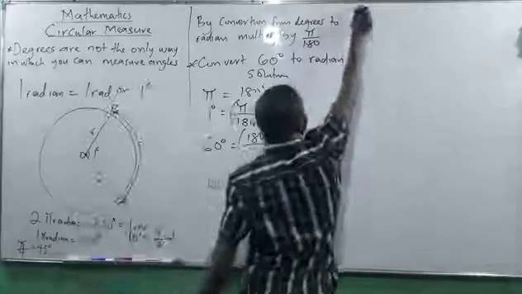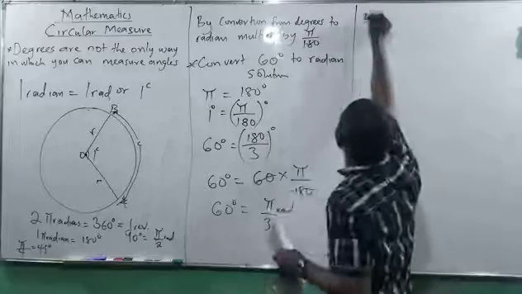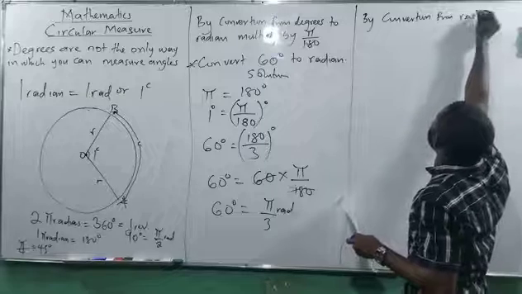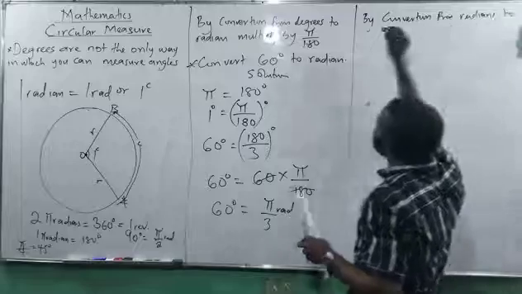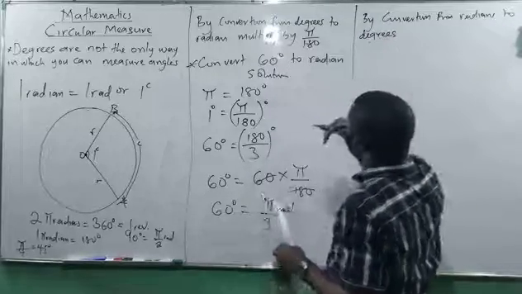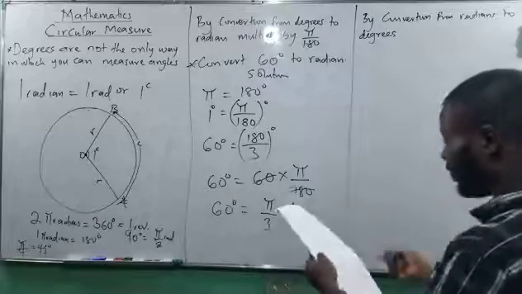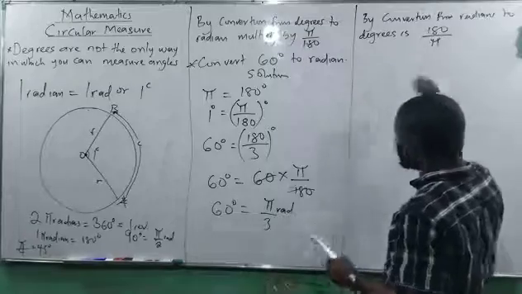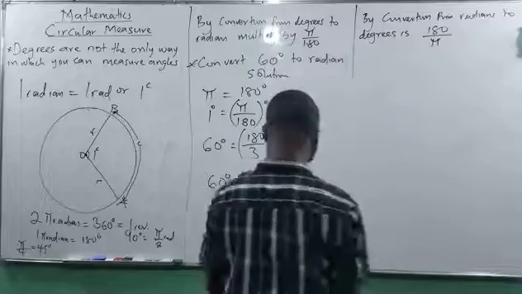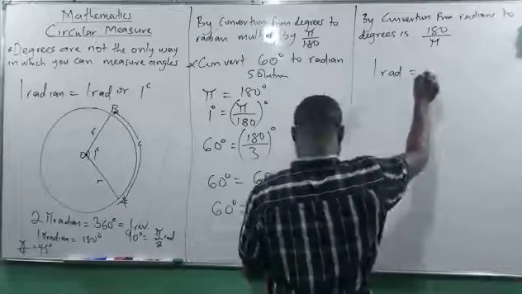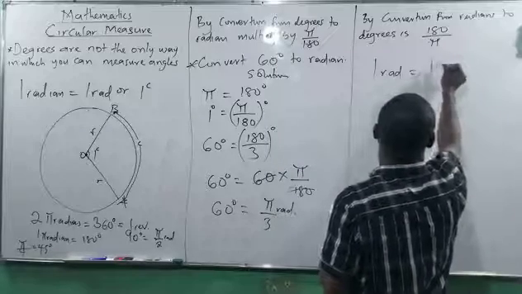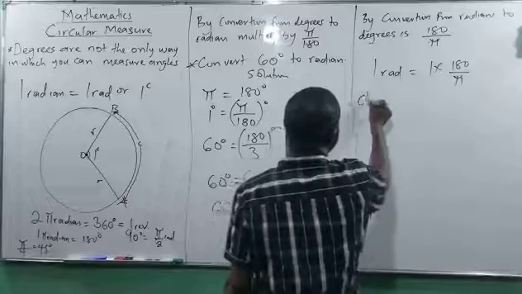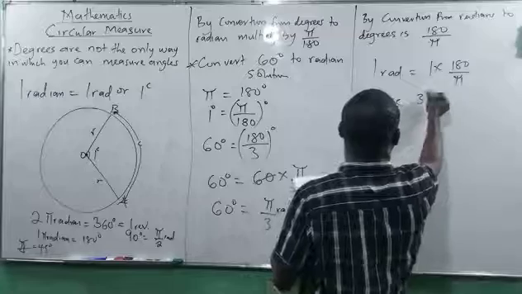Okay, that is for that. Now, conversion from rad or radians to degree. What you just need to do is very simple. It's a replica of what is on ground. It will be 180 all over pi. That is the reciprocal. Now, if I use one rad, it will be equals to what? 1 multiplied by 180 all over pi.